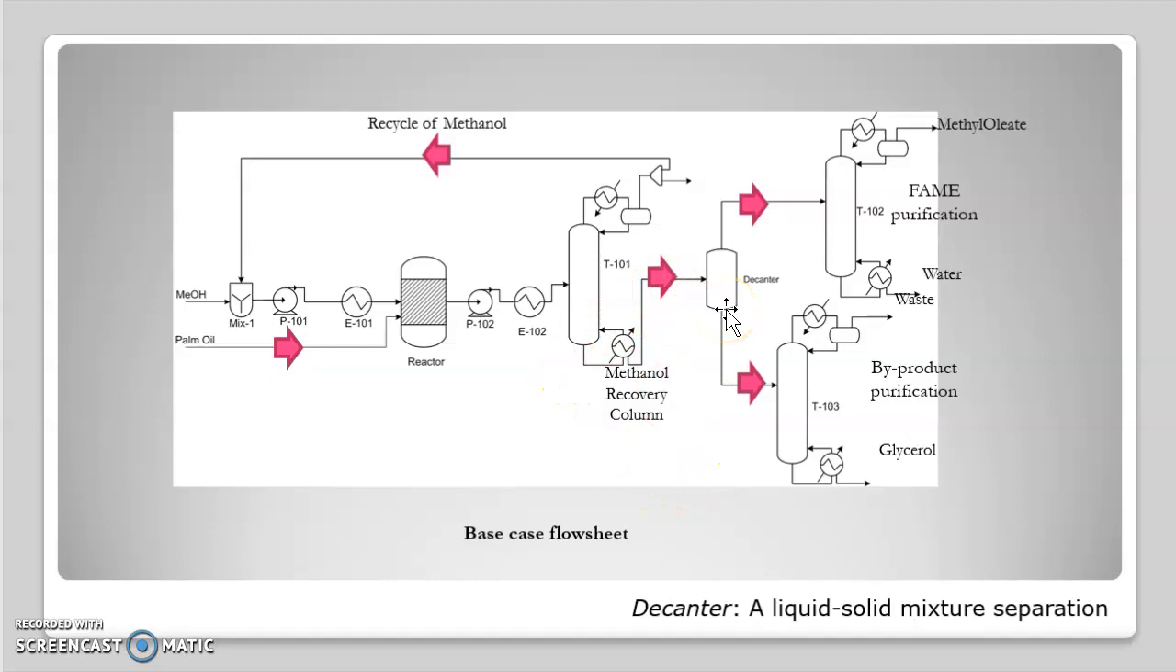Your fatty ester will go to the decanter to separate the liquid-solid mixture if there is any solid present. Your ester that is being purified will go as the top product, and your by-product, which might be the presence of glycerol, will be separated. Glycerol is usually in the solid form, while your ester is a liquid, so we can just use the decanter instead of other separation equipment.